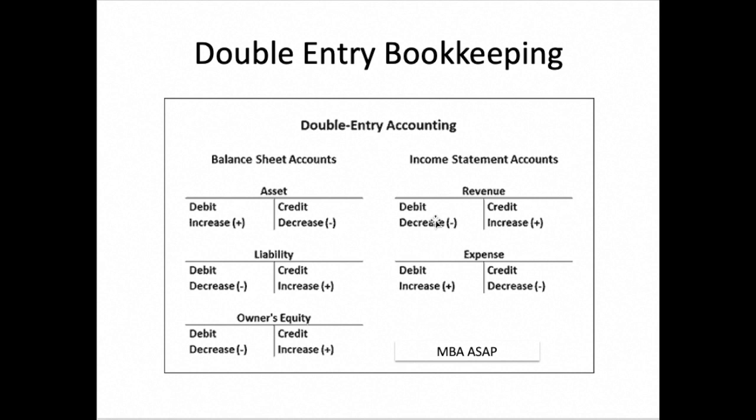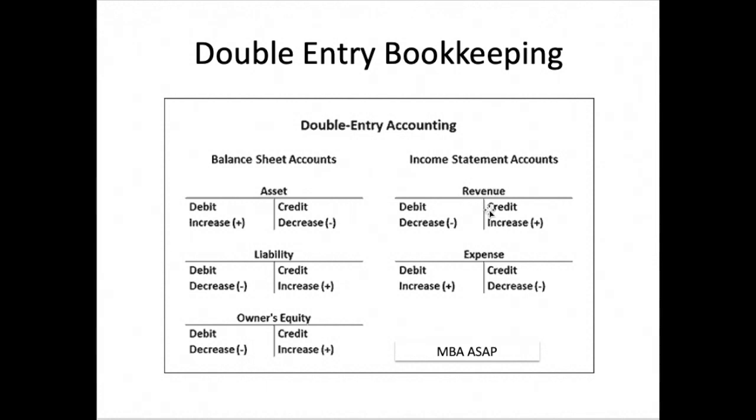So the same thing, debits decrease revenue, credits increase revenue, debits increase expenses, and credits decrease expenses. And that kind of seems backwards. That's why I'm saying it's not intuitive. But once you get your mind around it, it makes a whole bunch of sense, right?